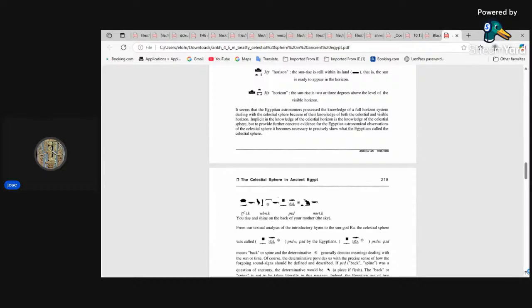Because of the knowledge of both the celestial and visible horizon, implicit in the knowledge of the celestial horizon is the knowledge of the celestial sphere. But to provide further concrete evidence for the Egyptian astronomical observation of the celestial sphere, it becomes necessary to precisely show what the Egyptians called the celestial sphere.